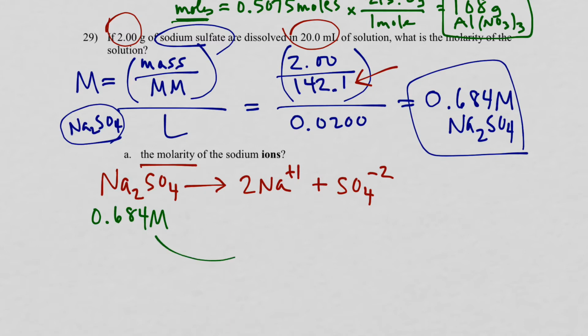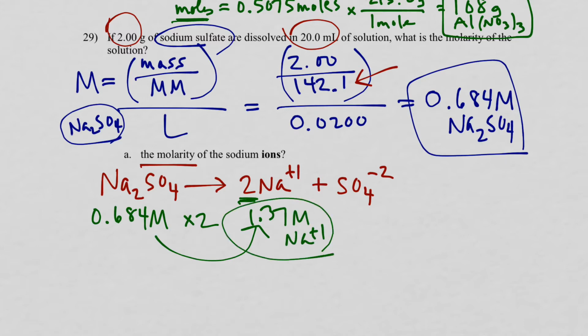problem, then the molarity of the sodium ions will be a factor of 2. So you would have 0.684 times 2 for a total of 1.37 molarity Na plus 1 ions. It didn't, but if it did ask for the molarity of the sulfate ions, it would be 0.684 because coefficient of 1.